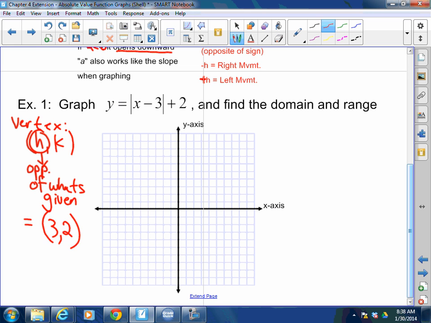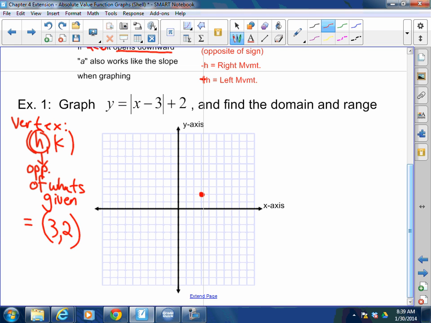3, 2. Does everyone see how I got that vertex? You promise? Promise. Okay. So now graph it. 1, 2, 3, 1, 2. Everyone graph the vertex. You're going to love me after 2 seconds. Just graph that vertex and you're going to see how awesome this is.